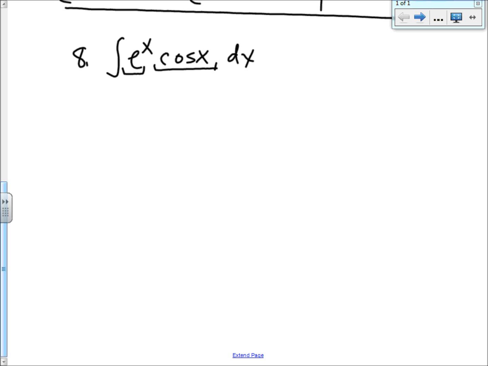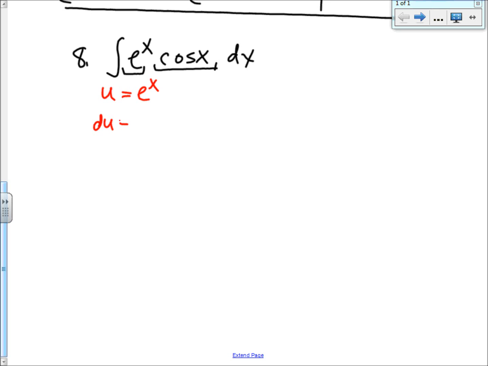So that means I'm going to follow this. We can go back to this LIPET idea. Does it have a log? No. Does it have an inverse? No. Does it have a polynomial? No polynomial. Does it have an exponential? Okay, there we go. There's our u. All right, so I'll use a separate color here. So now we're going to say u is equal to e to the x. There's my choice by that LIPET idea.